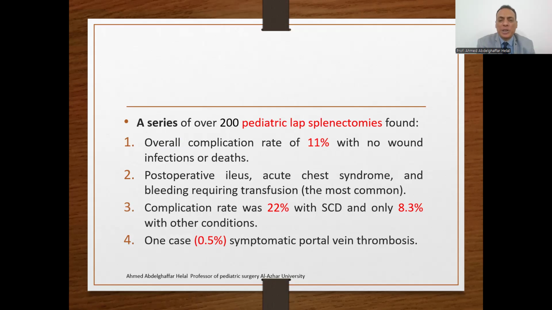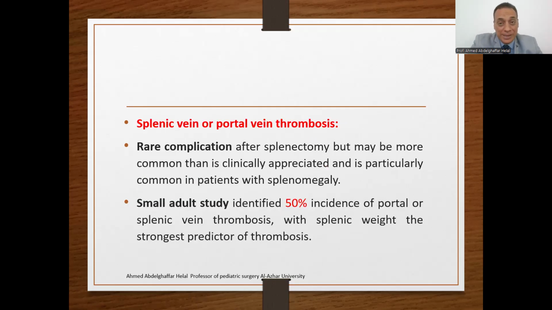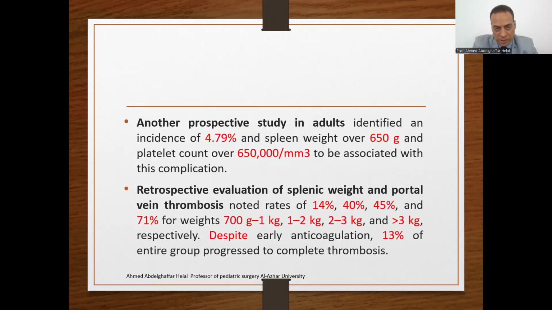Complication rates were 22% in sickle cell patients, and only one case, 0.5%, of portal vein thrombosis. Splenic or portal vein thrombosis after laparoscopic splenectomy is a rare complication. A small adult study identified a 50% incidence of this thrombosis, and they suggested that splenic weight is the strongest predictor for the thrombosis.